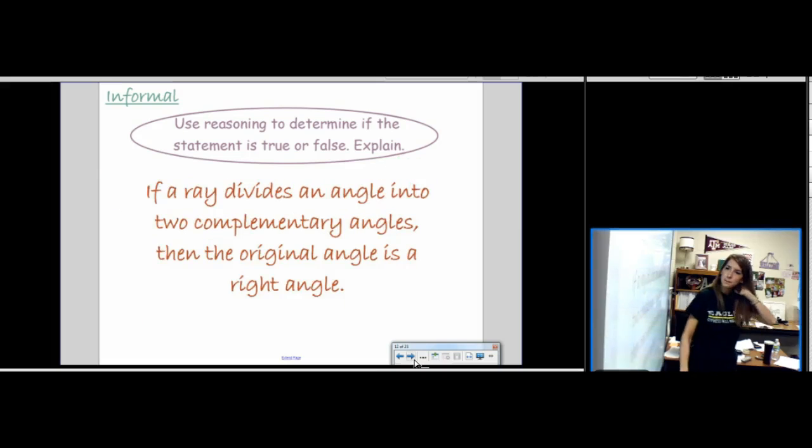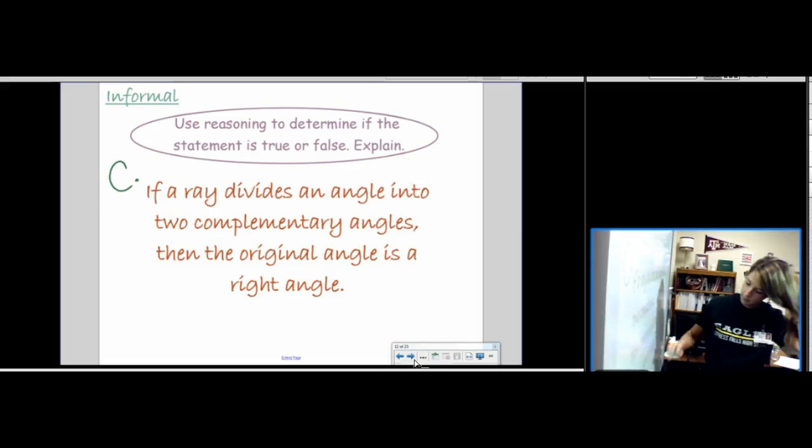Next one, C. If a ray divides an angle into two complementary angles, then the original angle is a right angle. Man, that vocab is coming at you. Draw a picture. Draw a picture and choose true or false, because I'm not going to be there to help you decide if these are true or false. True or false? Yes. Reasoning? Yes. Vocab? Yes.